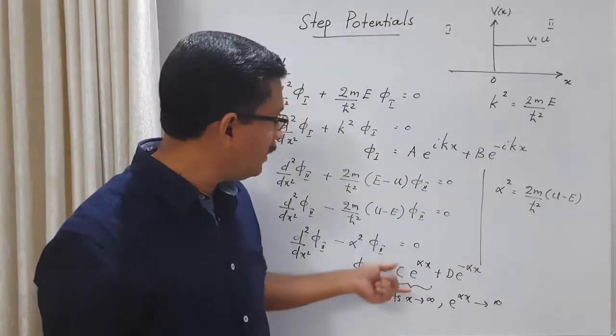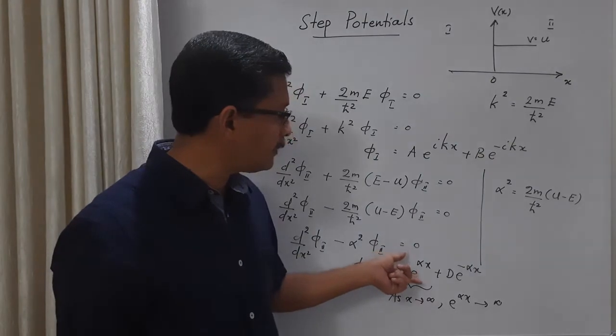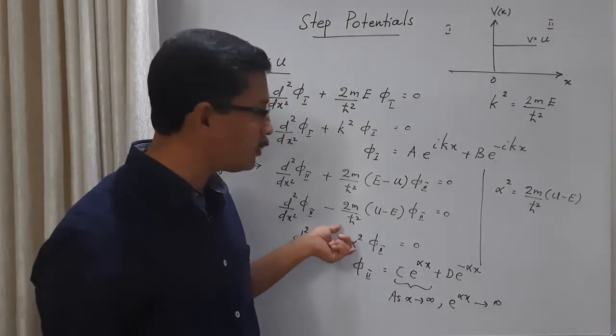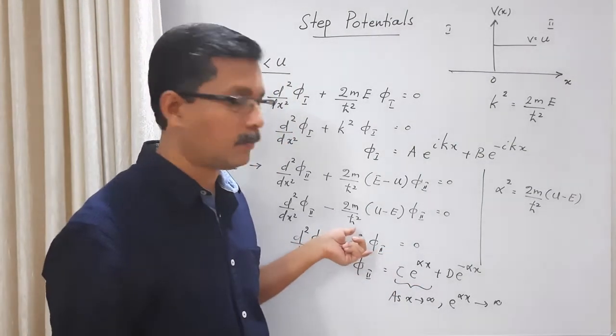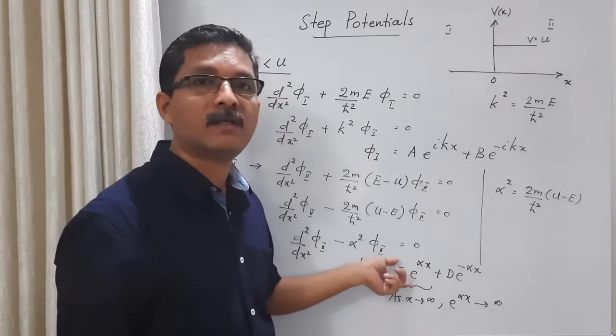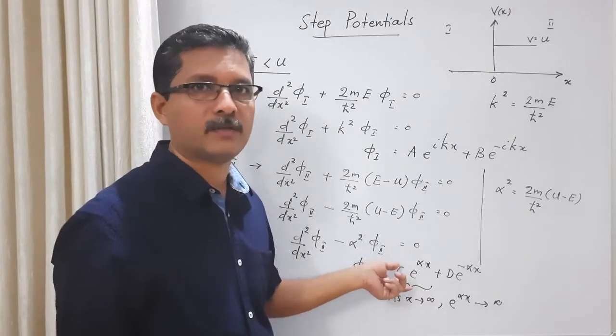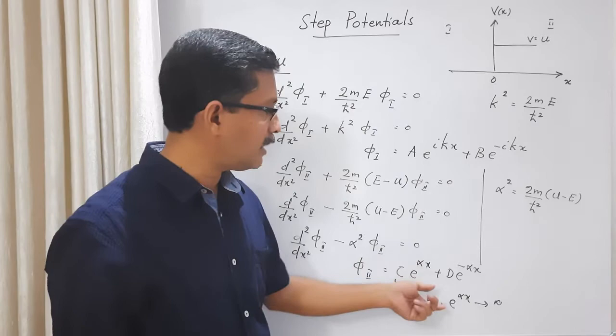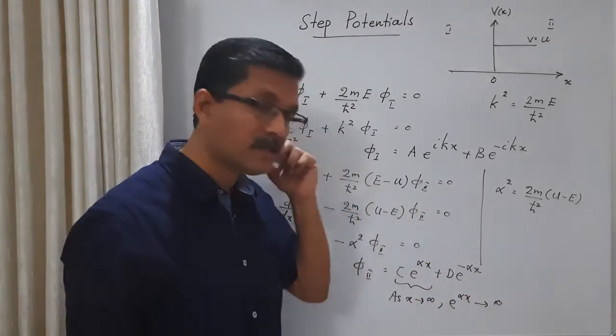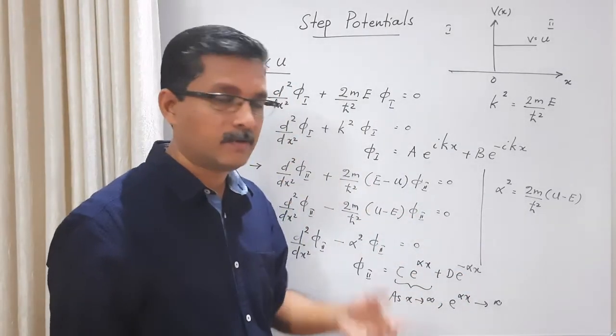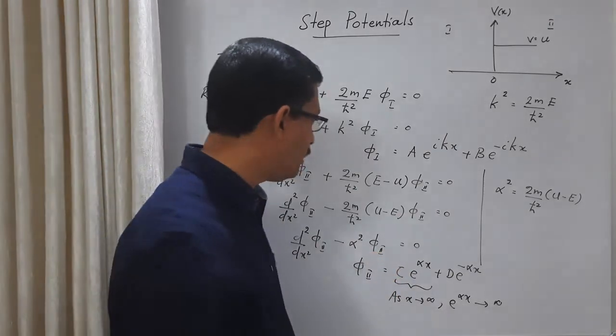So my point is that even though this part is a perfectly acceptable solution of this equation from a mathematical point of view, this is not a physically acceptable wave function for a matter wave, because it doesn't satisfy our boundary condition that it should be a normalizable wave function. So we have to discard this.